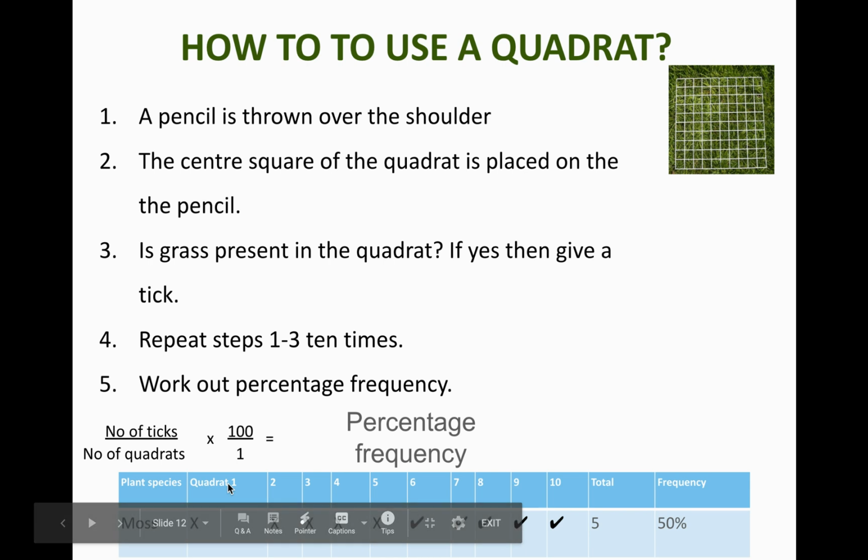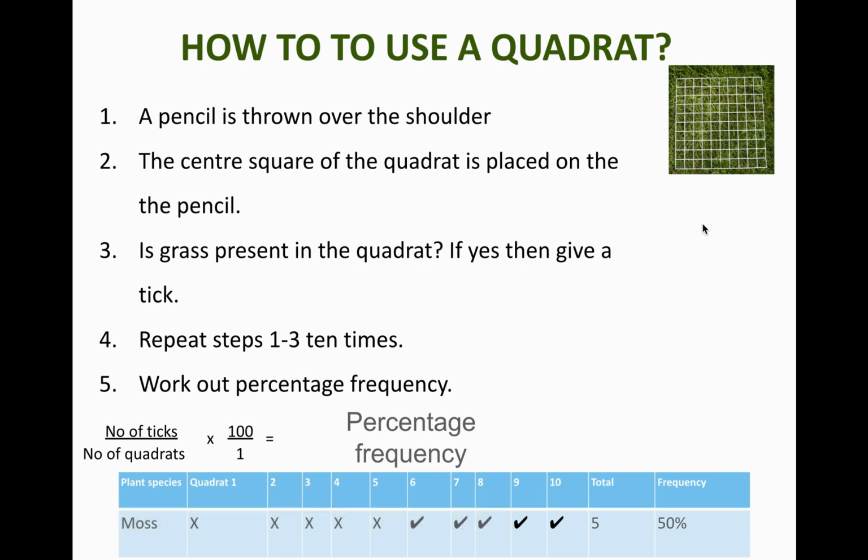We can see here moss was present in the first quadrat, the second quad, or sorry, hold on, no. I'm hardly able to see there with the icons coming up. There we go, down the bottom. So we can see that the moss was absent in the first quadrat, absent in the second, third, fourth, fifth, but it was present in the sixth, seventh, eighth, ninth, and 10th quadrat. So therefore, what we'd say, it was present for a total of 5 quadrats, 5 out of 10, multiplied by 100 over 1 will give you 50%. So that's a qualitative survey, guys.